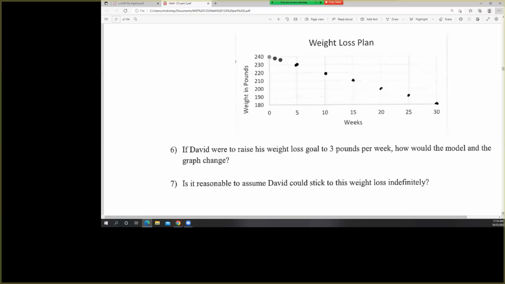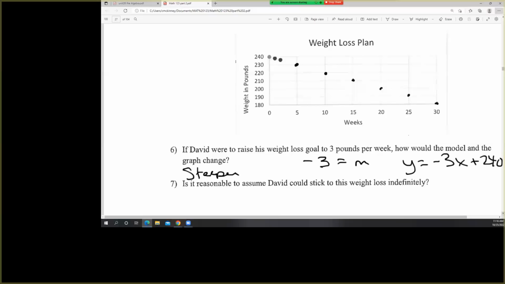What would change in the model and how would the graph change if David raised his weight loss goal to 3 pounds per week? It would be steeper. Yeah, the graph would be steeper. Good. And the slope would change to -3. So we would have -3x plus the 240.